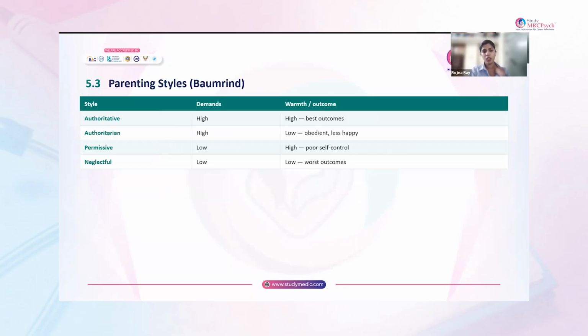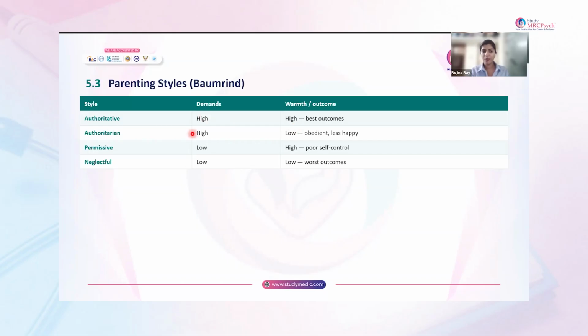So moving on to parenting styles by Diana Baumrind and Maccoby and Martin. Diana Baumrind's framework is frequently tested in exams. It categorizes parenting based on two axes, that is demandingness or control versus responsiveness or warmth. So how demanding or controlling the parent is versus how warm they are towards the children or how responsive they are towards the children.